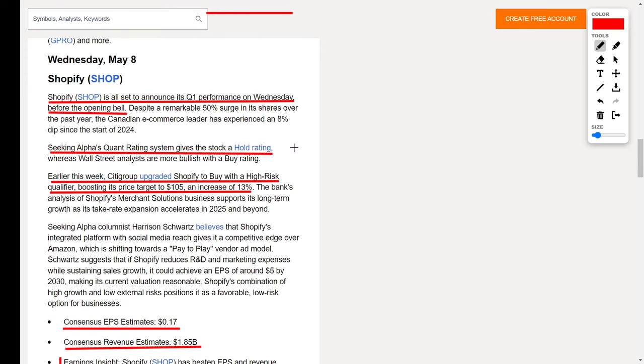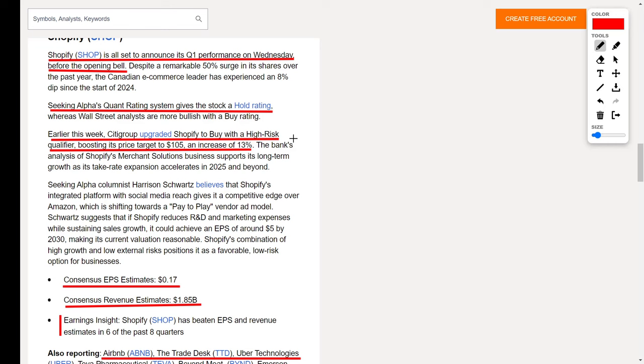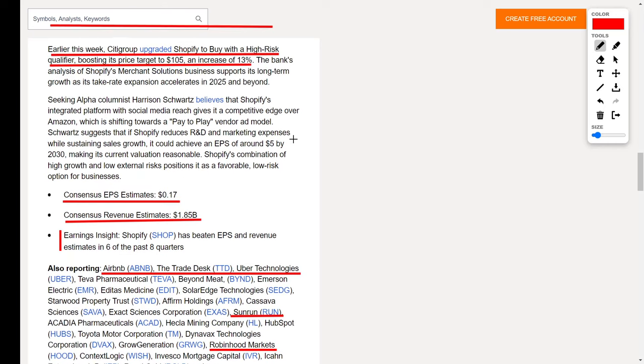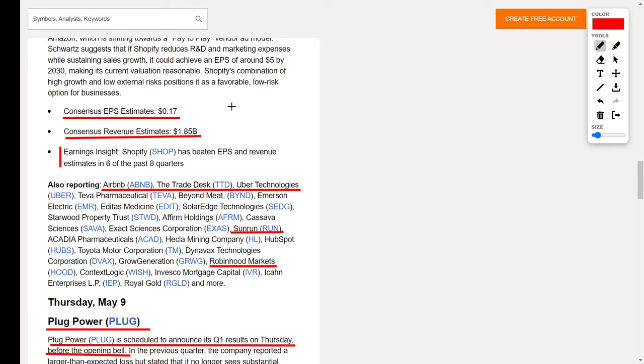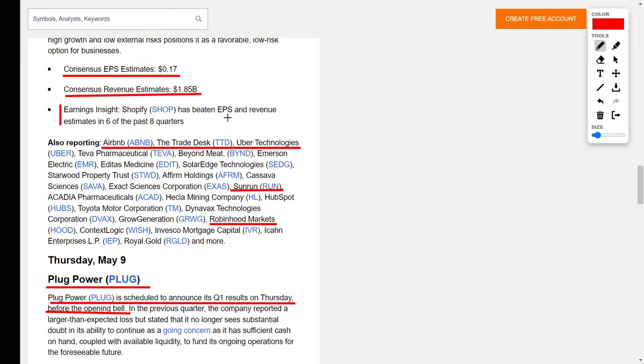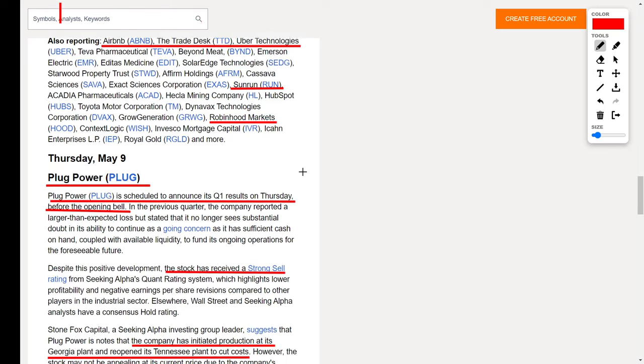Next up on Wednesday, May 8th, we have Shopify, ticker symbol SHOP, which is a gigantic e-commerce company which is rapidly expanding, and right now they have a hold rating on their stock. But the good news is that Citigroup recently upgraded Shopify to a buy rating and a $105 price target. So let's talk about what they are anticipated to bring in regards to their earnings per share and revenue estimates. Currently, analysts believe that their EPS will come in at 17 cents on the positive side, while their revenue estimates will come in at $1.85 billion. And just like Shopify, Airbnb, The Trade Desk, Uber Technologies, Sunrun, and Robinhood Markets will also be releasing their earnings results on the same day.